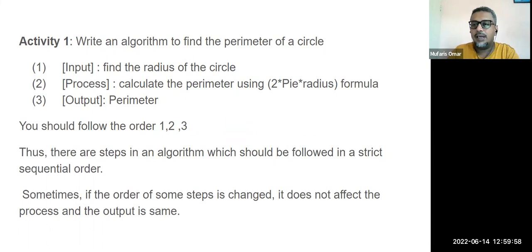Right, as we discussed in the previous example, there are steps in an algorithm which should be followed in strict order. But sometimes, as I showed you in the previous example, you can change some steps, and that won't affect the process. But some steps you should follow in strict order.